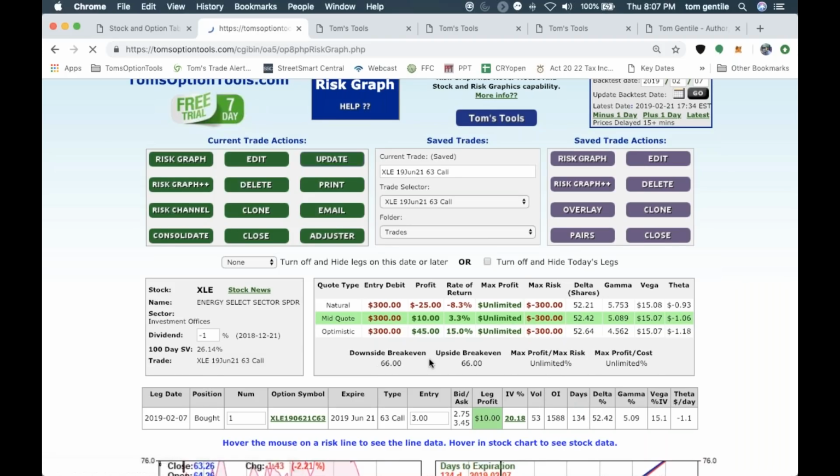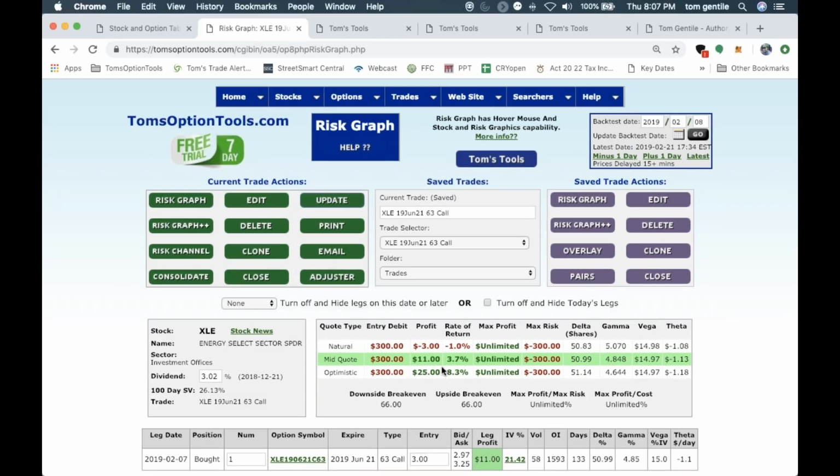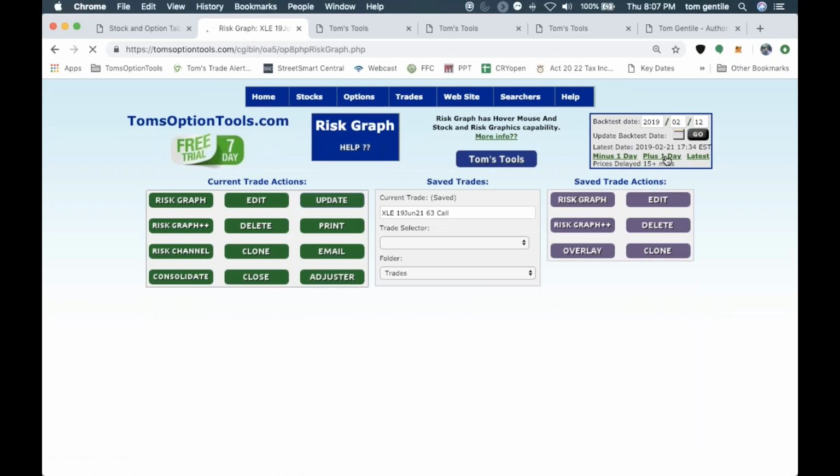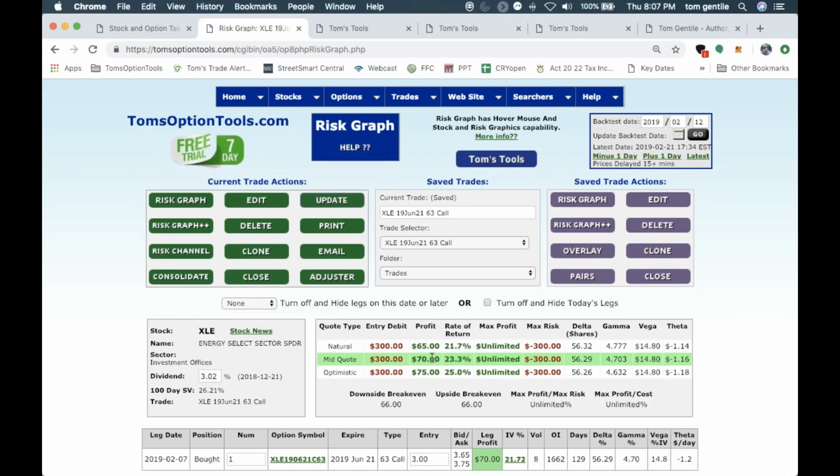Here goes the 8th, and you can see it's up $11. And then here goes the 9th, and now it's up $20. So we're up 6.7% in 2 days. Finally we get to the 12th, that's a Friday, we're up $70 or 23.3%.